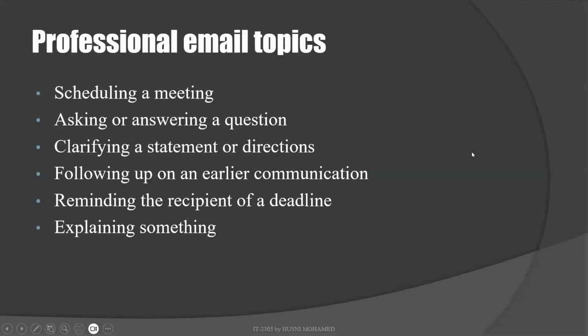Then we have some professional email topics, right? So where do we mostly use these professional emails, or what topics could we discuss through them? The first one is scheduling a meeting. You are working in a place, and you want to schedule a meeting with a group of your colleagues, or with a high official. For that purpose, you have to write a professional email.